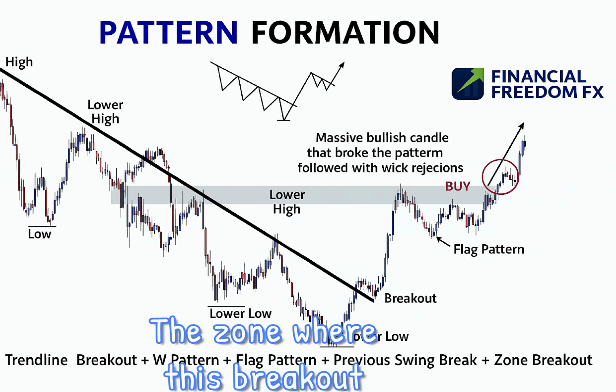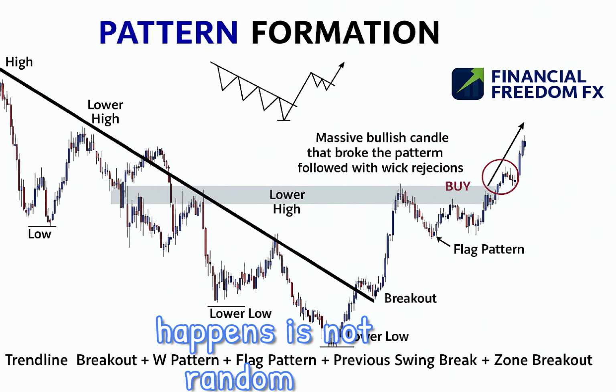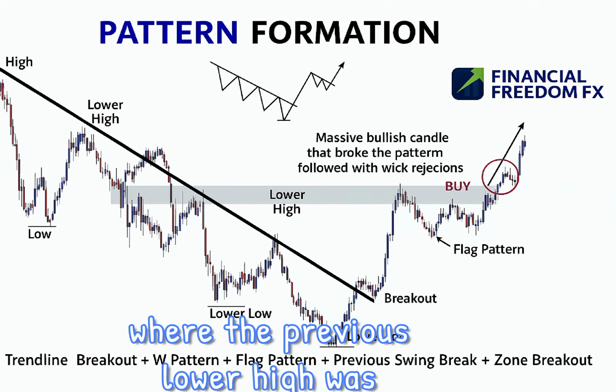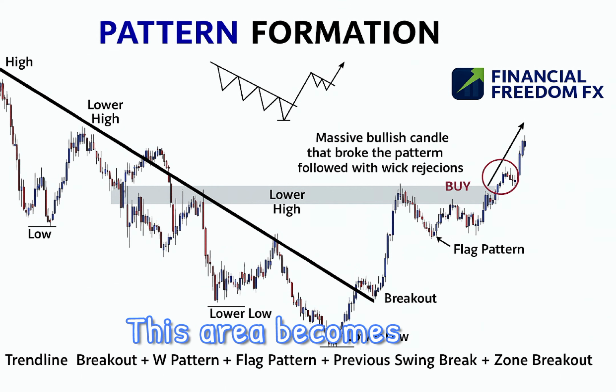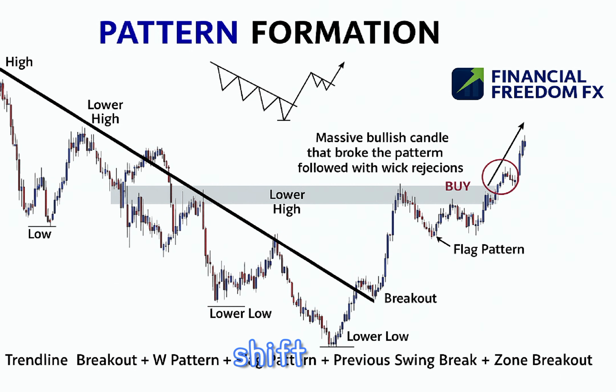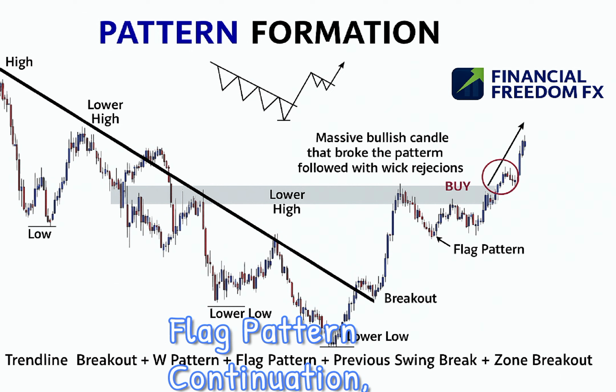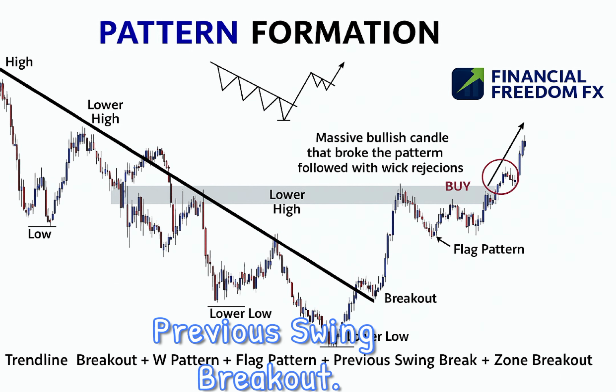The zone where this breakout happens is not random. It's where the previous lower high was formed. This area becomes a key zone breakout, and breaking it confirms a trend shift from bearish to bullish. This is the breakout zone, marked clearly on the chart. You now have three confirmations: trendline breakout, flag pattern continuation, previous swing breakout.